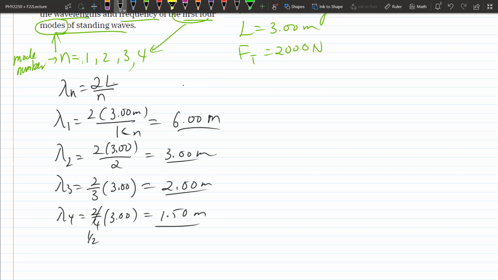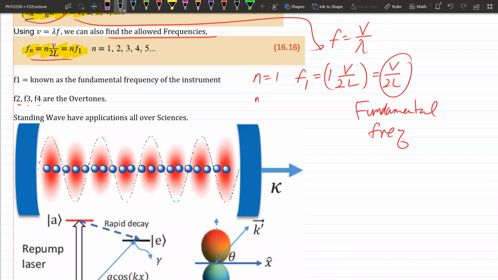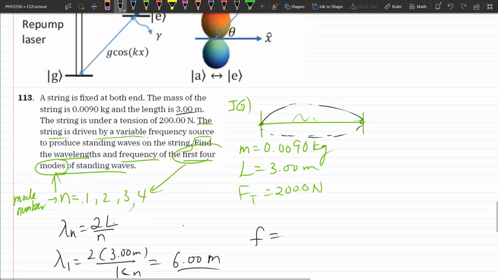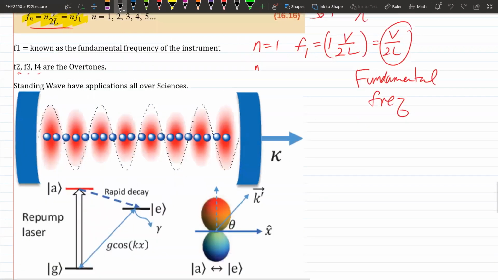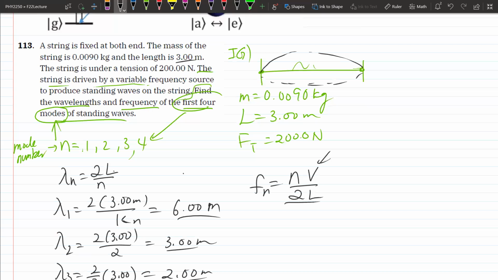For the frequency, if we want to calculate it, let me just copy down that formula, otherwise I'll make the same mistake again. It is f equals n times v divided by 2L. Double check that. Yeah. In order to calculate the frequency, we need to know the speed of the wave on a string. How do we calculate the speed of the wave on a string? Any idea?